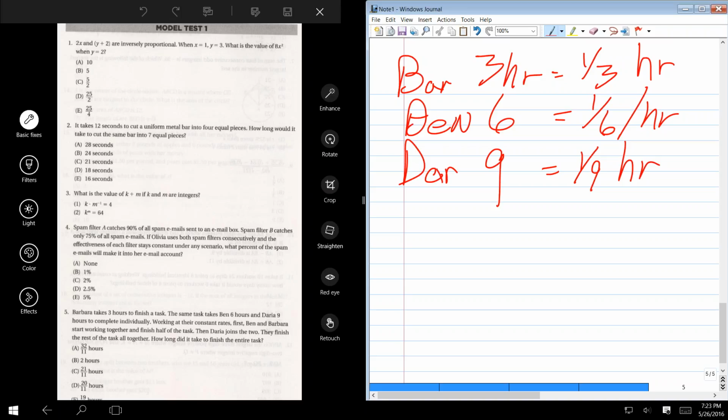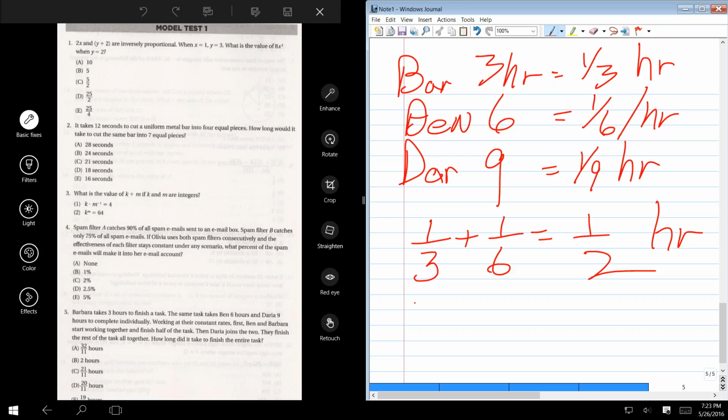If Barbara's doing 1/3 and Ben's doing 1/6, how much do they do at the end of 1 hour? They do half the house. That's equal to half. So it's going to take exactly 1 hour to do half the house. And then they have the other half of the house to do.